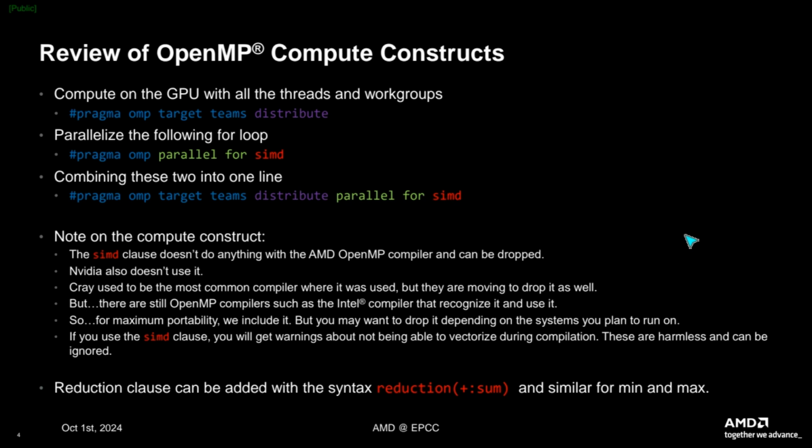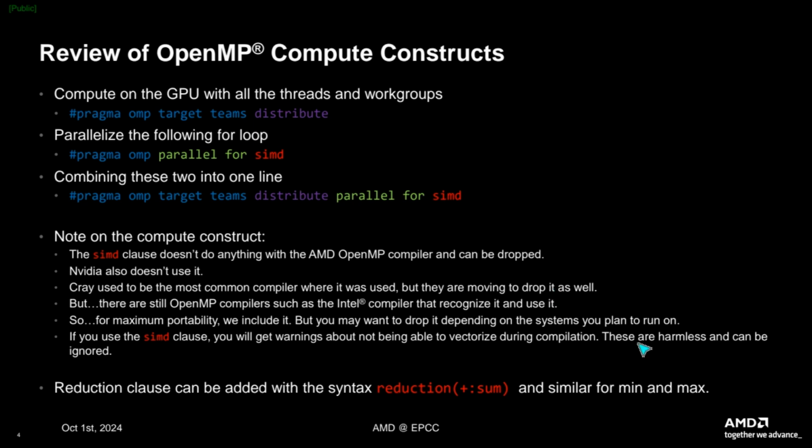This can be dropped in most cases. So a lot of compilers don't actually use this SIMD clause to vectorize. They already are making those optimizations. They don't need to be told to do it. So the SIMD clause doesn't do anything with the AMD OpenMP compiler. It also doesn't do anything with the NVIDIA compiler. So it can be dropped for those two cases. Cray used to use it, but they're also moving to drop it, but Intel still uses it. So if you're porting your code for portability purposes where you want to move it around to different machines, and one of those machines uses Intel GPUs, then maybe you keep it around. It might be dropped by all of them eventually, but for now, it's probably safer just to keep it there, even though in most cases, it's not doing anything.